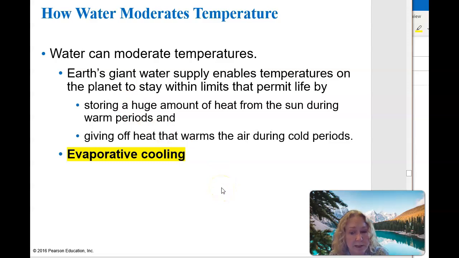Earth's giant water supply basically enables temperatures on Earth to stay within a life limit, storing huge amounts of heat from the sun, and giving off heat that warms the air during cold periods.